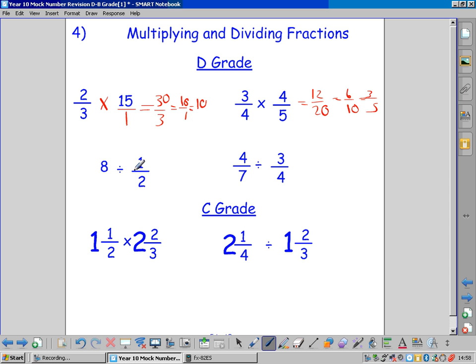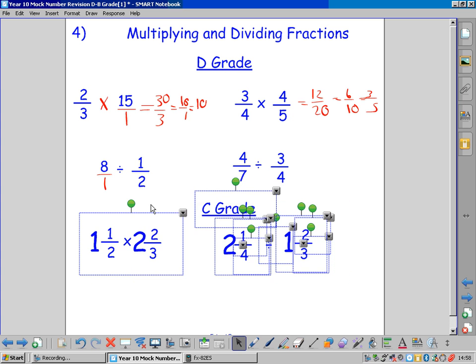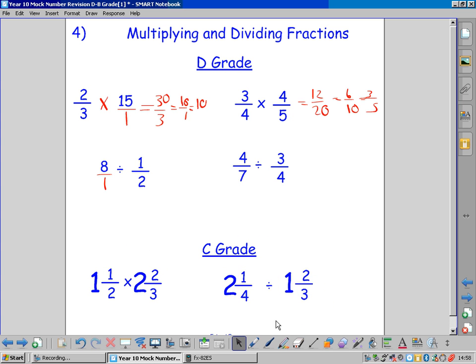Division is more difficult. First of all, we need to add the line and the 1 because we've got a whole number. The second thing we need to do is to remember that division works on the KFC method. KFC. We keep the first fraction. We flip the second fraction over, so it becomes 2 over 1. And we change, C stands for change, we change the sign to times.